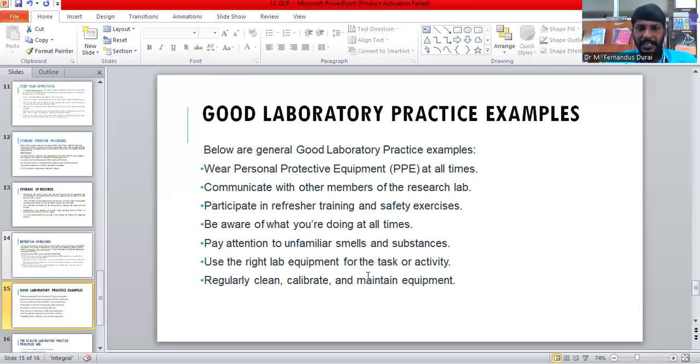Regularly clean, calibrate and maintain the equipment. So calibration is very, very important, and cleaning is very, very important, before and after doing the test, and the maintenance too.